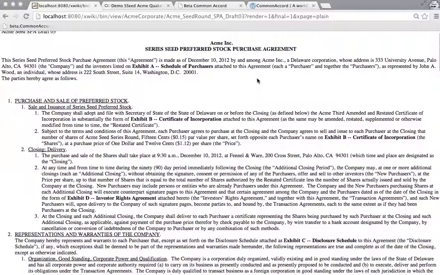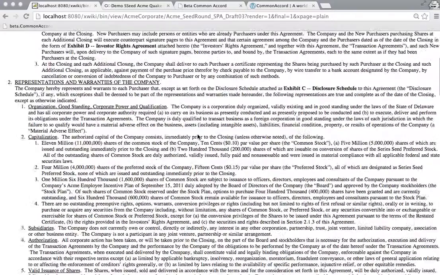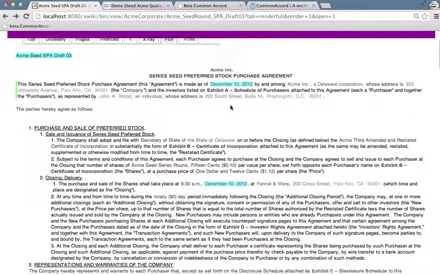So here is a long legal document. It's a Series Seed preferred stock purchase agreement. And we'll see we have deal points and we have, etc. A lot of text. What does it mean? Why doesn't it explain where it comes from? Here's how we make it.